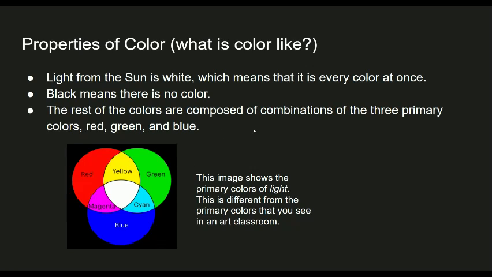And the rest of the possible colors are composed of combinations of the three primary colors: red, green, and blue. And here's a reminder, the primary colors of light are different than the primary colors that you learn in an art classroom.